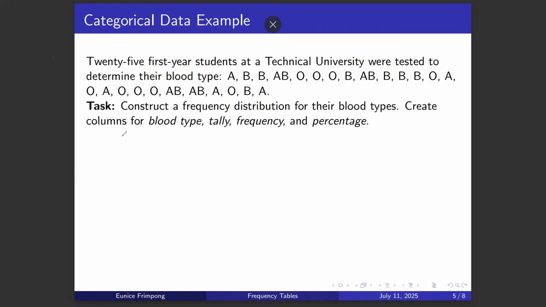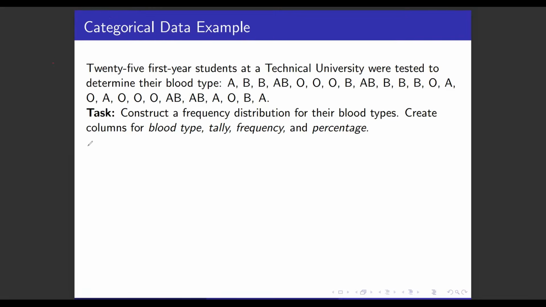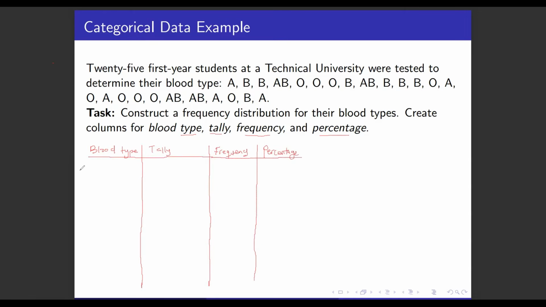So to start with, I'm going to draw my column. The first column title is blood type. So we have here blood type, tally, frequency, and percentage. So the next one is tally. Then I have here frequency, finally percentage. Let's start with blood type A, which I can see first. So I've taken the ones, I'm going to take it here.